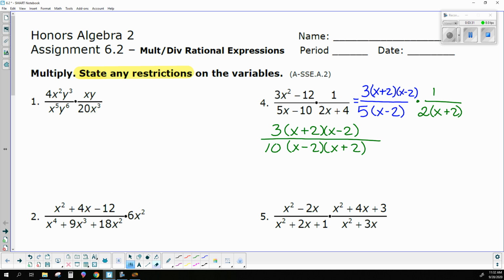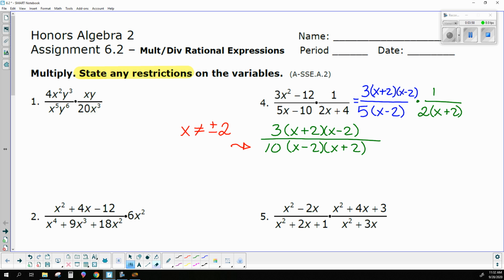Okay. At this point, I want to find my restrictions. In this case, remember, we're looking at denominators here. X cannot be plus or minus 2. So there's two restrictions. I'm just going to write it as plus minus 2. You can write them as individuals. X cannot be positive 2. X cannot be negative 2. That's fine also. Those are my restrictions.